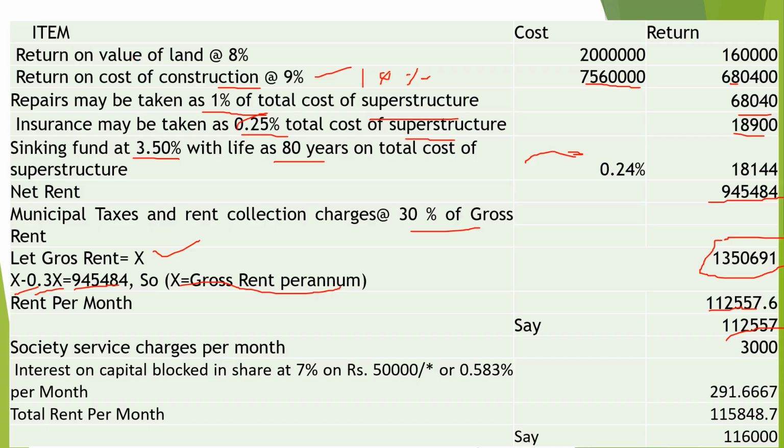12,557. Another thing given to you is society service charges per month, which is 3,000. And then interest on capital blocked in the share at 7% of 50,000, or 0.583% per month, which is 291.66 rupees. So total will be 1 lakh 12,557 plus 3,000 plus 291.66. It is 1 lakh 15,848.7. Approximately 1 lakh 16,000 will be the rent per month. So in this way you can calculate the standard rent for various types of buildings.